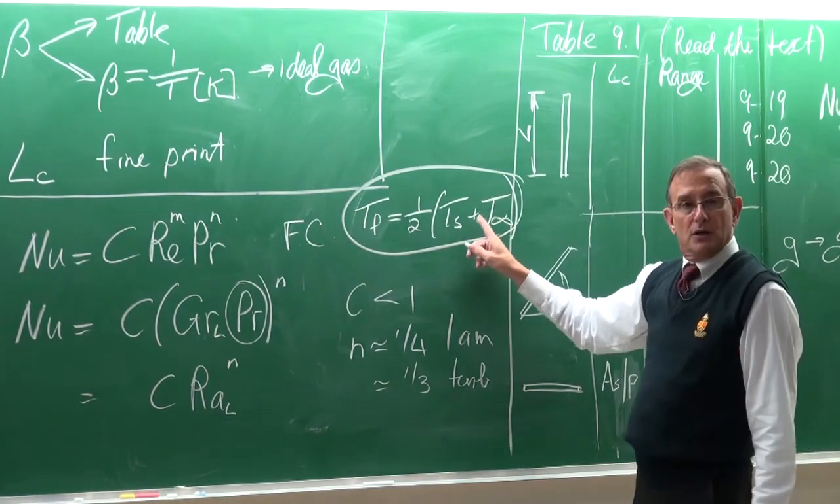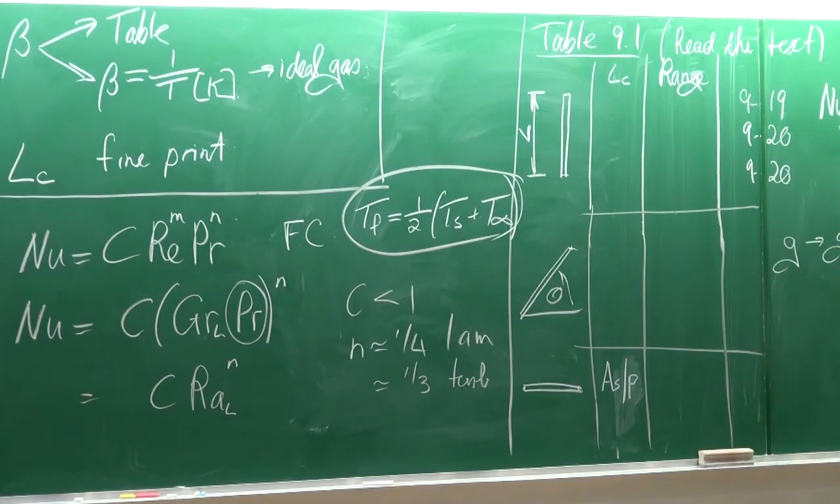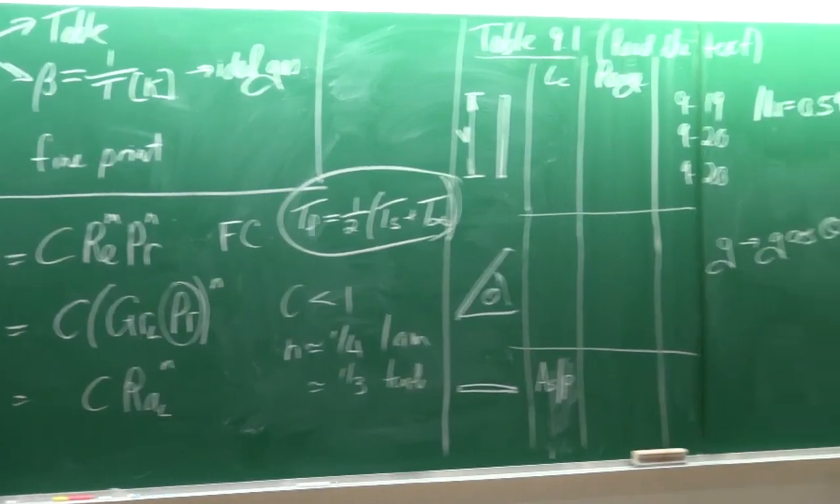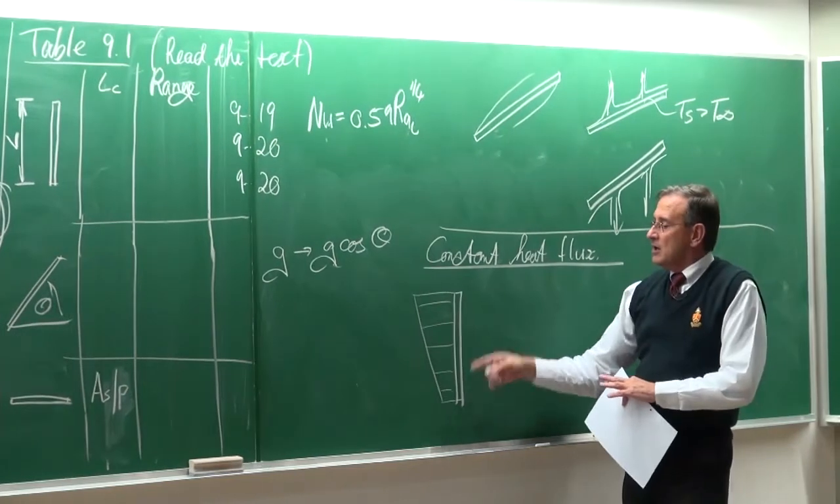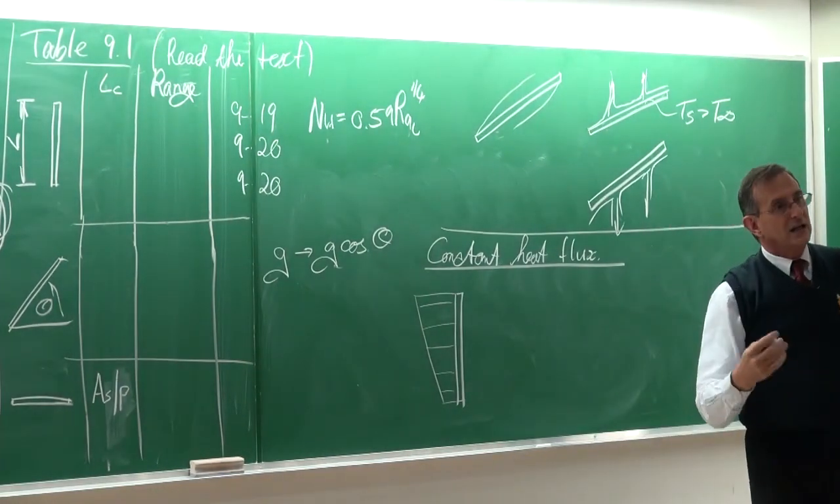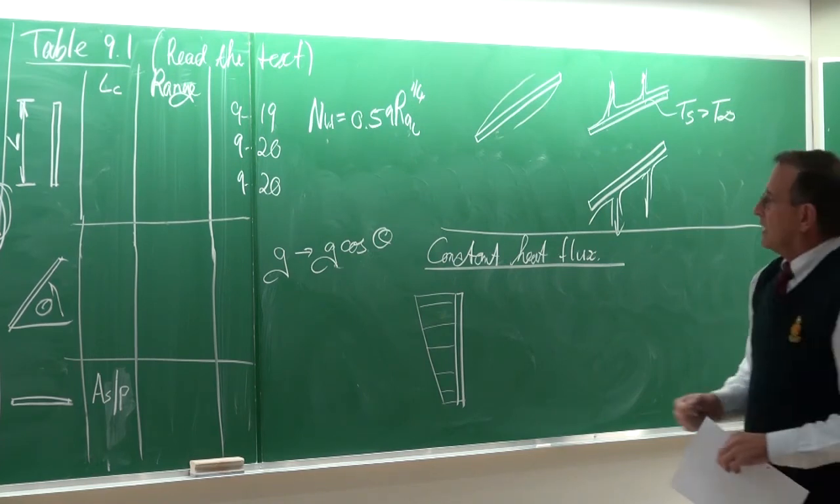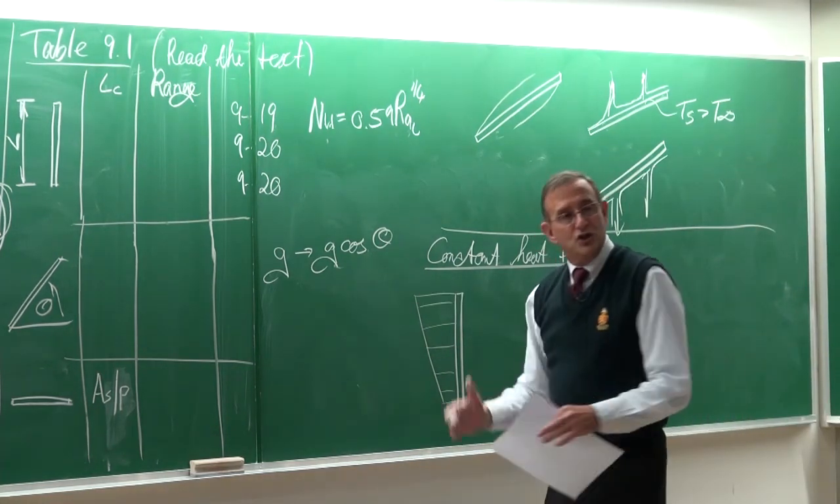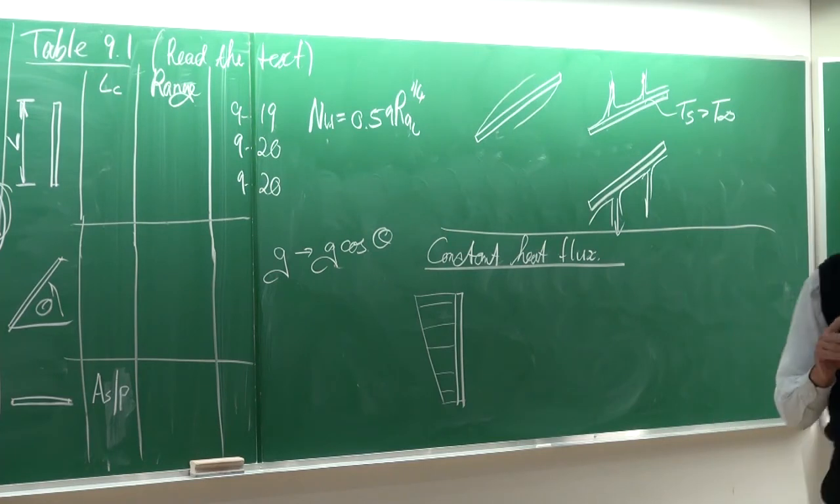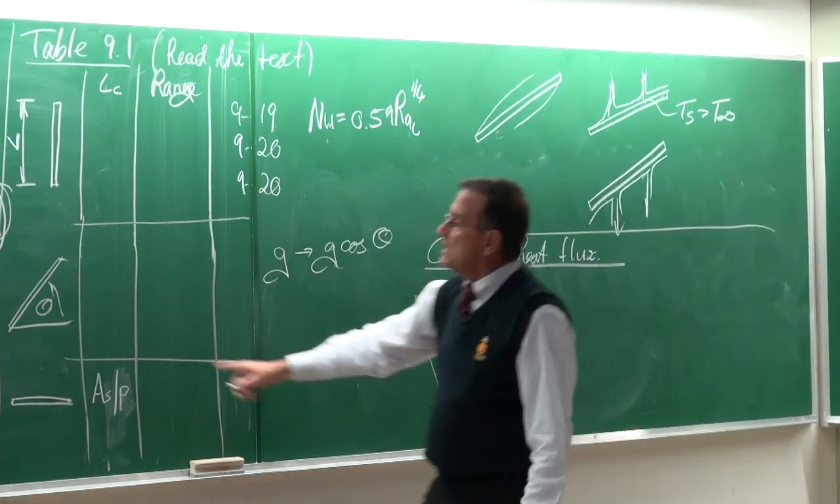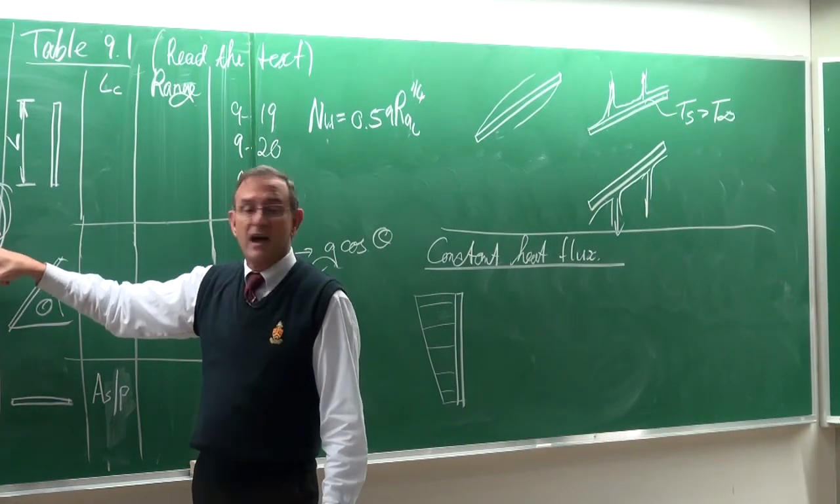the film temperature. Now if I give you a problem of a flat plate and I tell you the flat plate is being heated at a heat flux of 3 kilowatts per square meter, go and calculate the temperatures or whatever, then you don't have any temperatures to work with. You'll only have that temperature.